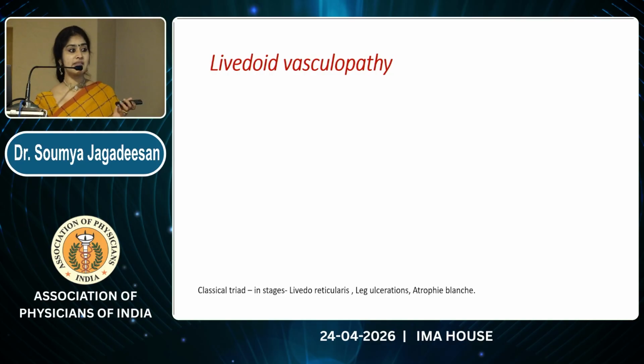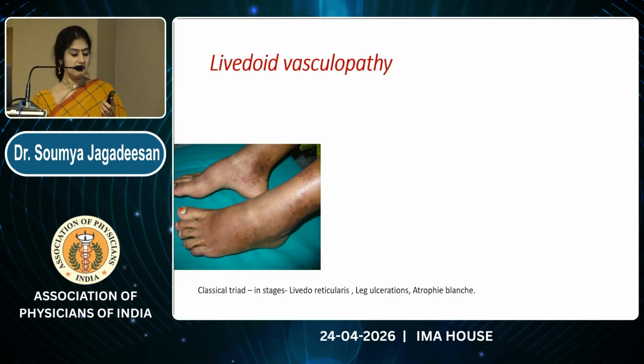Now, have you come across this condition called livedoid vasculopathy, or purple syndrome? This is also quite common because it's a mimicker of vasculitis. There are 3 stages for livedoid vasculopathy, where the first stage is called livedo reticularis. Livedo reticularis you must have heard, right? In PAN and all, in polyarteritis nodosa, you get that lacy net-like pattern of erythema. That's called livedo reticularis.